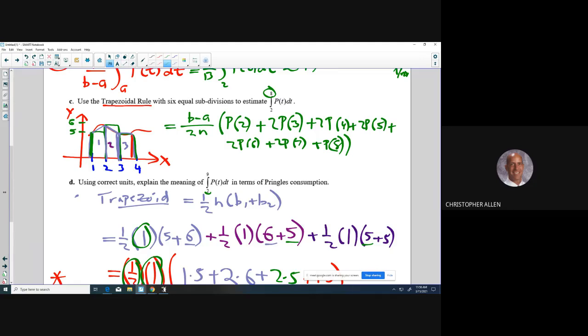So we are going to plug in 8 for B, 2 for A, and 6 for N, if I'm not mistaken. And so that's going to give you (8 minus 2) over 2 times 6, which I think is 1/2.